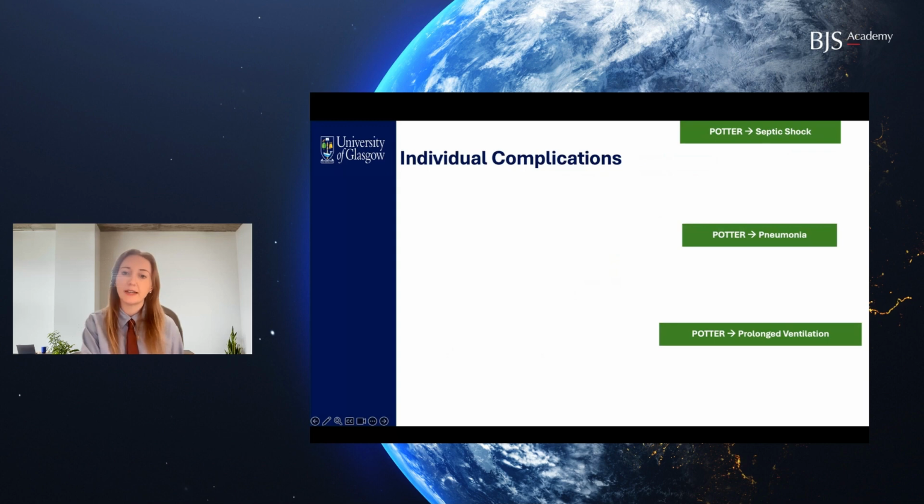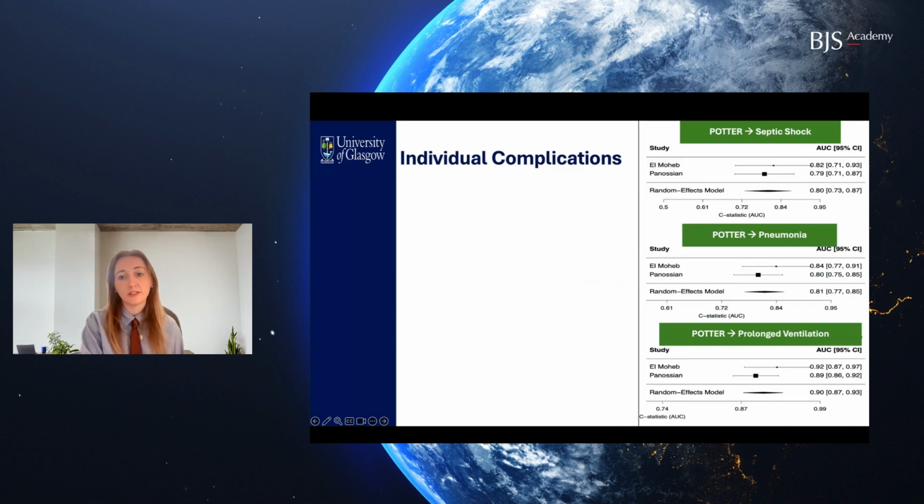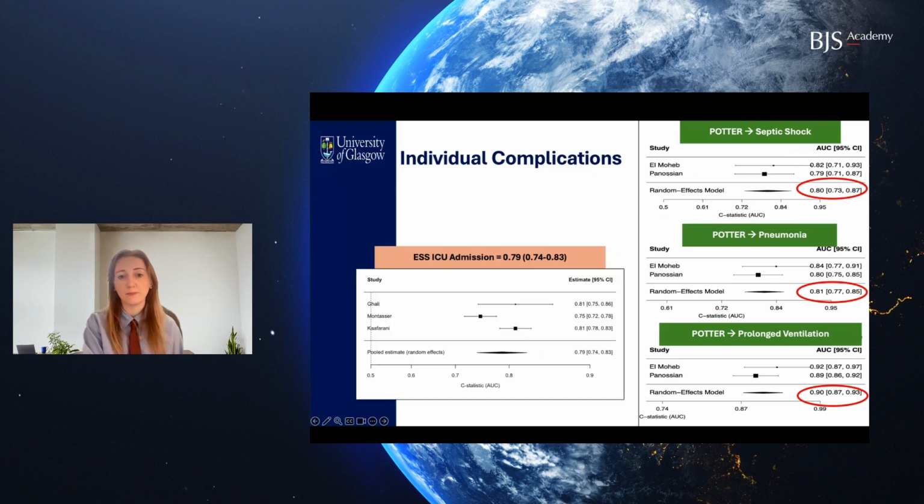We were able to do a meta-analysis for the POTTER score and for the emergency surgery score for certain complications. Septic shock, pneumonia, and prolonged ventilation all scored highly on pooled analysis for the POTTER score. For the emergency surgery score, that predicted ITU admission with a C statistic of 0.79, so just falling short of the 0.8, but still good.